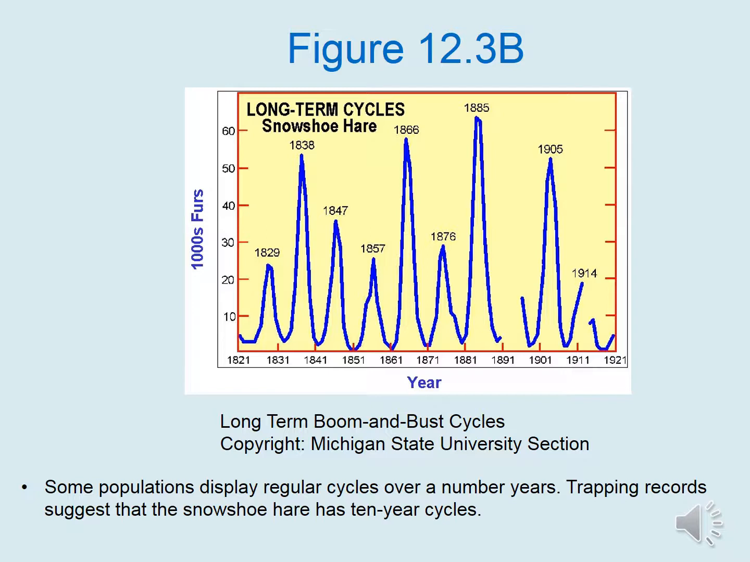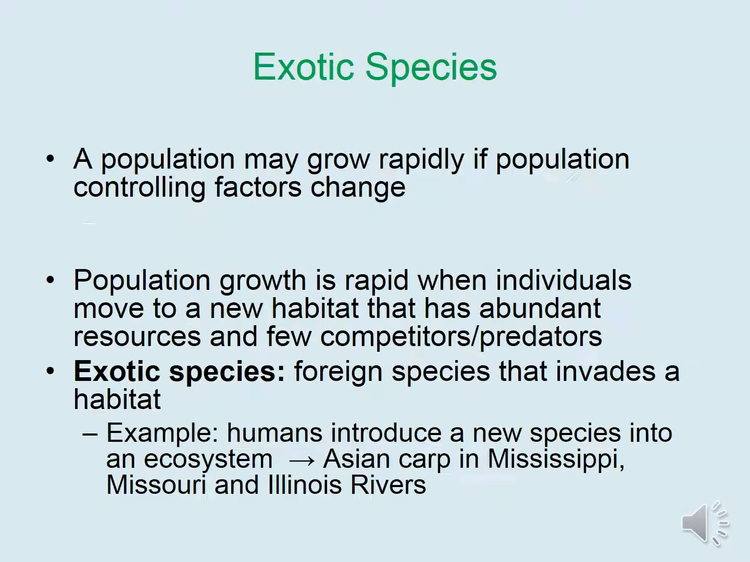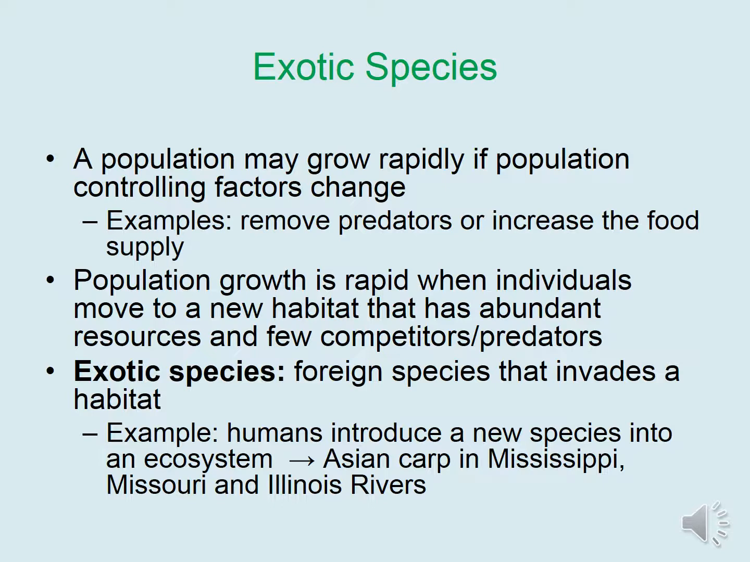So in this case, the population displays regular cycles over a number of years. Trapping records suggest that the snowshoe hare has 10-year cycles. Notice that approximately every 10 years the population spikes, followed by a marked decrease, with another spike about 10 years later. A population may also grow rapidly if population controlling factors change. For example, if predators that normally eat an organism are removed, or the food supply that an organism eats is markedly increased, the population of that organism can grow dramatically.